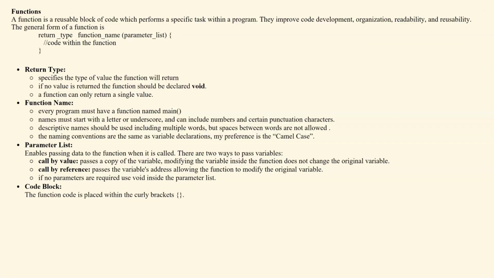C allows us the use of functions. A function is a reusable block of code that performs a specific task inside the program. They improve code development, organization, readability, and reusability. The general form of the function is the return type, the function name, the parameter list, and the curly braces here that show the start and the end of the function.